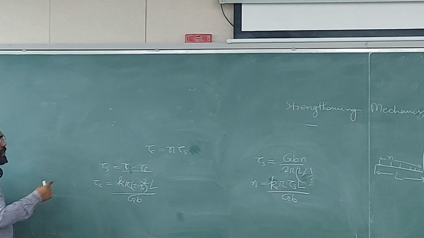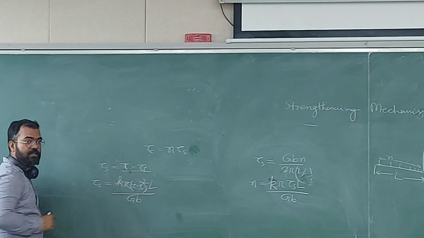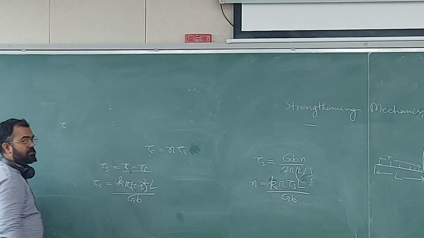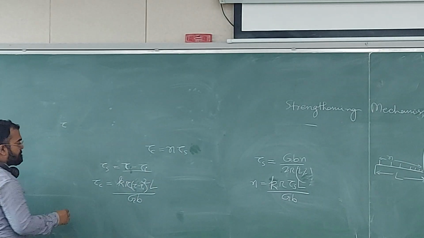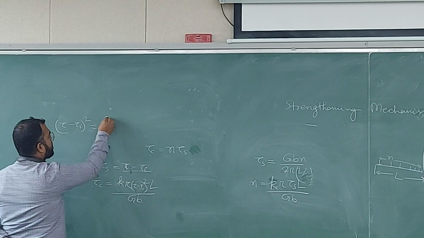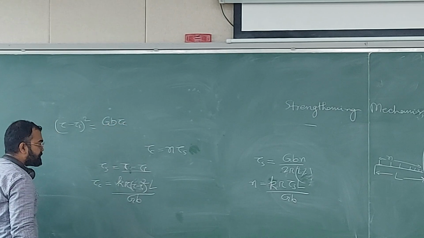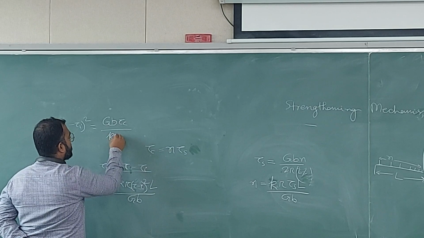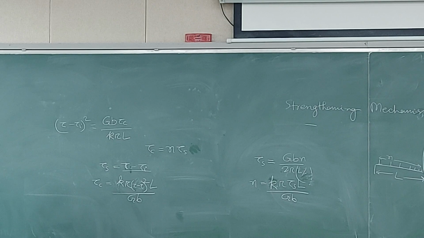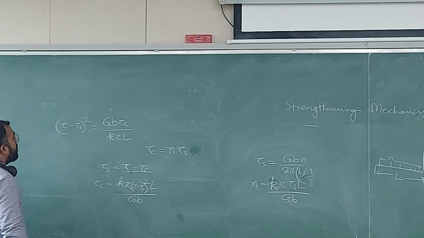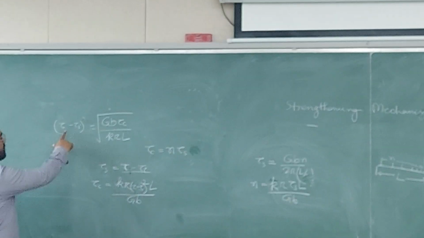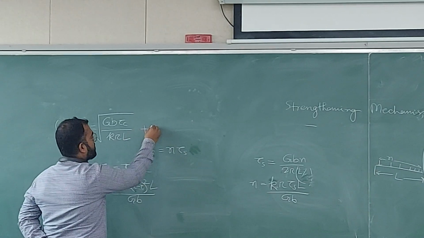Now I want to know how much stress I need to apply. So I need to find out what is the value of tau. Can we find that? Tau minus tau i whole square will be Gb tau c divided by k pi L. Is there anything missing? No, sir. And then square root of that will be equal to this. So the applied shear stress will be this plus tau i.